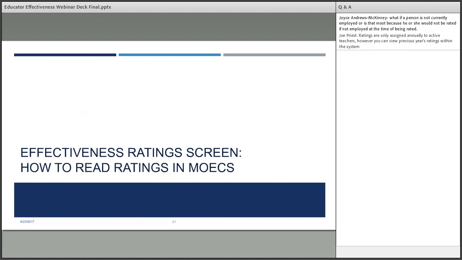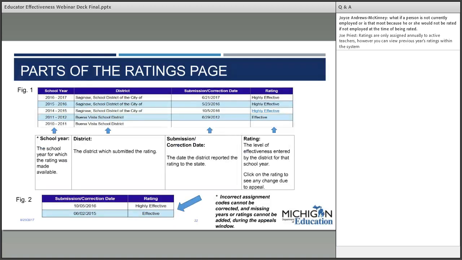Okay. The effectiveness rating screen and how to read ratings in MOEX. So on this slide, you see what a teacher sees after logging into his or her MOEX account and clicking on the Ratings tab. As you can see in Figure 1, each year is listed in descending order.